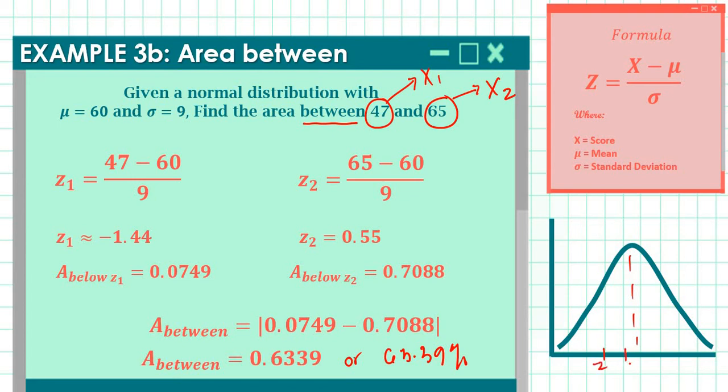So again, if you plot it in our normal curve, the first z value is negative 1.44. That's in between negative 2 and negative 1. So perhaps somewhere here, just an estimate. And then the other one is 0.55. It's in between 0 and 1. Maybe somewhere here. And then the area we are solving is the area between. And this is, based on our calculations, 63.39%. That's how you solve for area between.